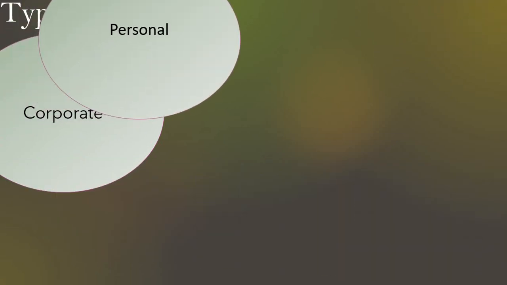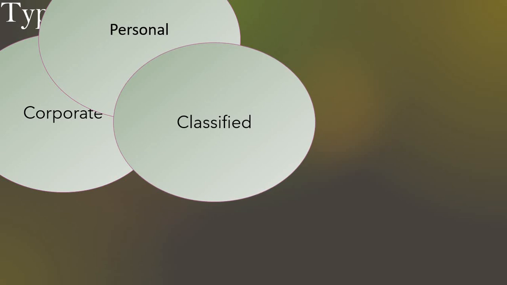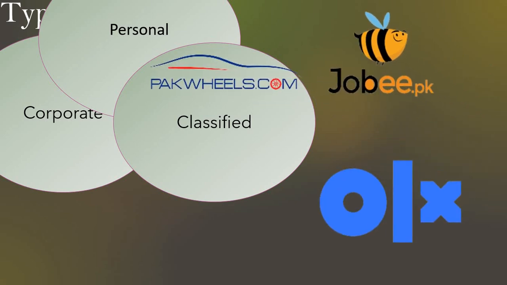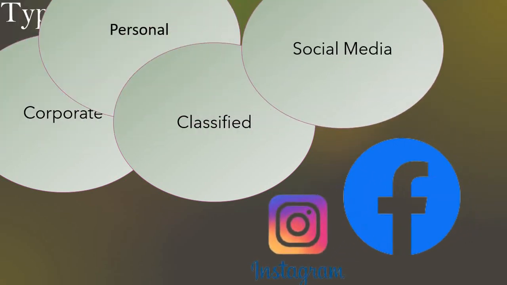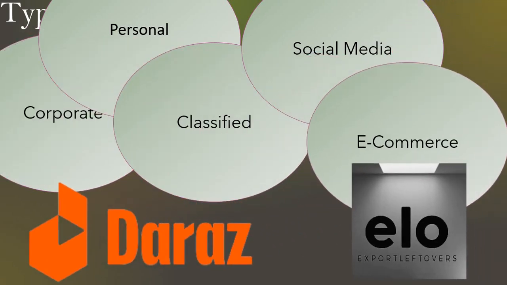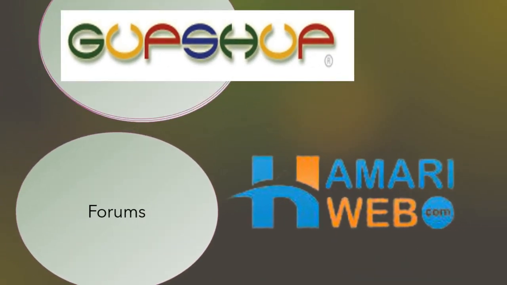You can have a personal website which gives details of services a person is offering, or just a record of the life story of somebody, having a database of their major events. Then there are classified websites like OLX, Parkwheels, Jobby. And then you have social media websites like Facebook and Instagram. Then you have e-commerce websites like Daraz and Export Leftovers, ELO. Then a website can be a discussion forum like Gupshup and Hamari Web.